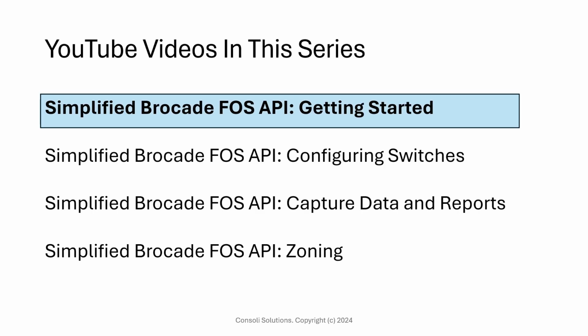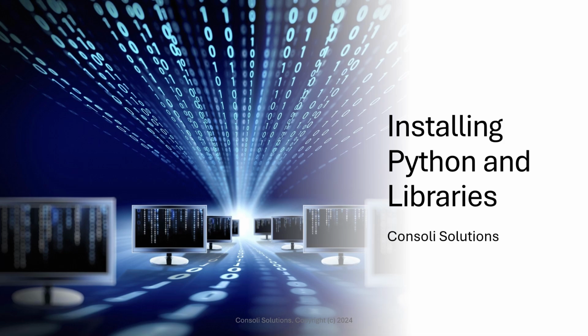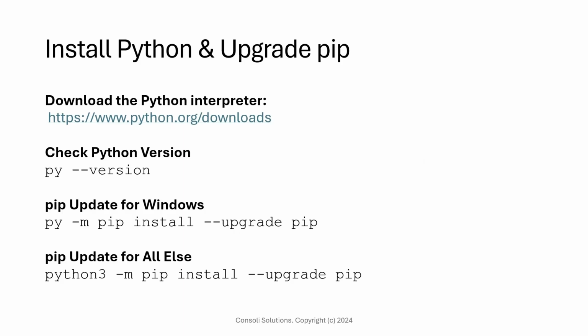This is the Getting Started video, so let's get started by installing Python. Here is the link to download Python. The minimum supported version is 3.7. I ran into some issues with older versions of pip, so I recommend upgrading. The shortcut py is assumed to be configured in all examples in this series. If not, you will need to type out Python or Python 3.